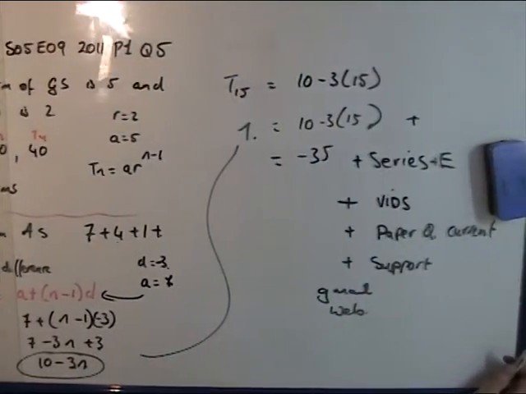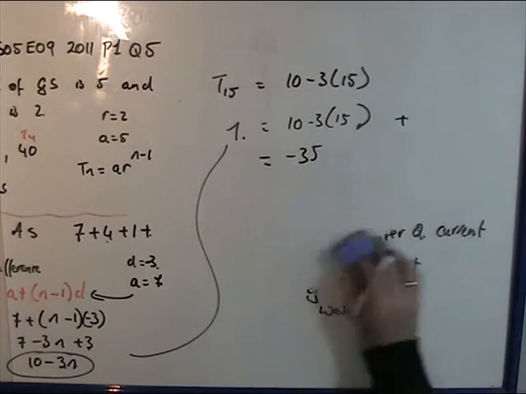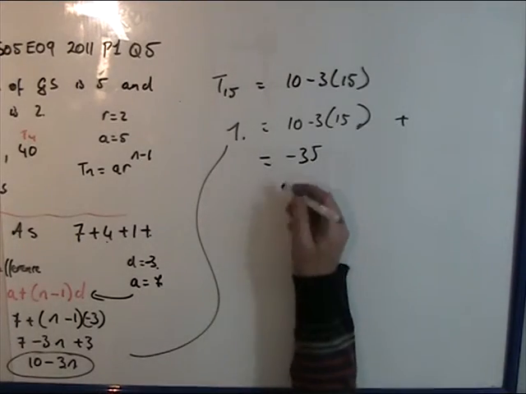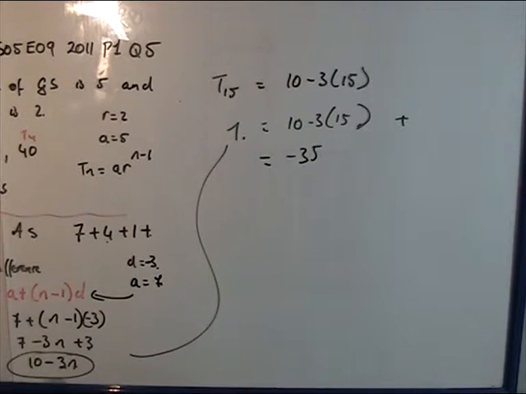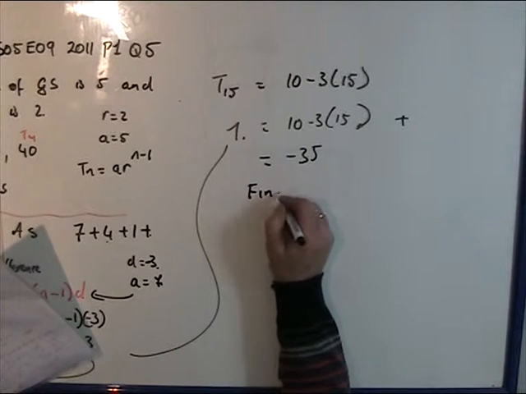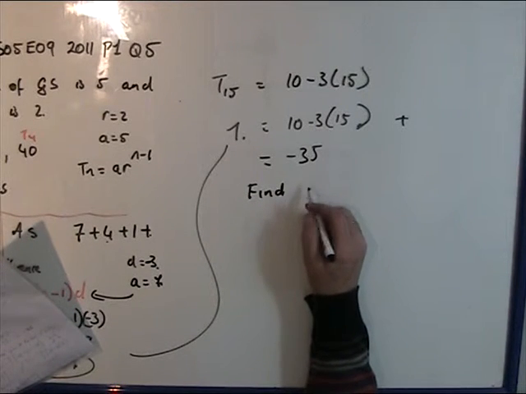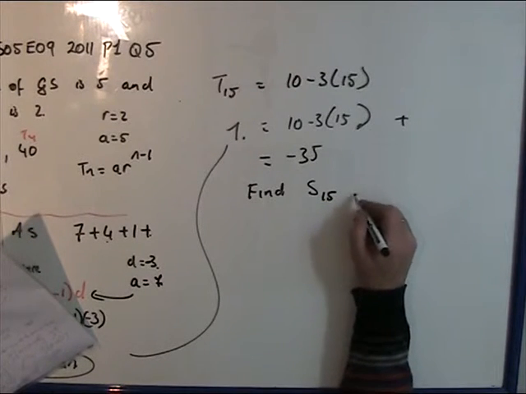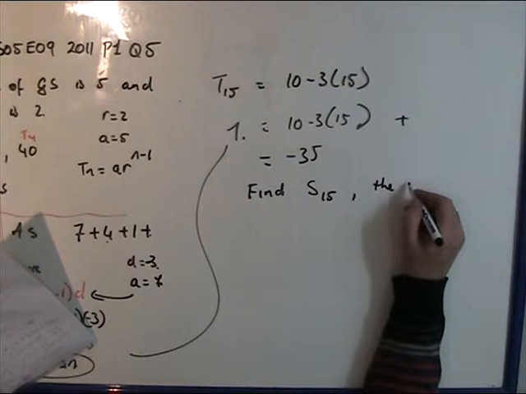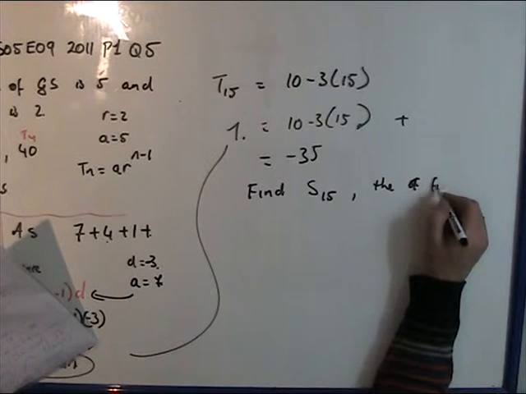Anyway, so back over to this. We're looking at this, and we found out that t of 15 is equal to minus 35. The next part of the question says find s of 15, the sum of the first 15 terms.